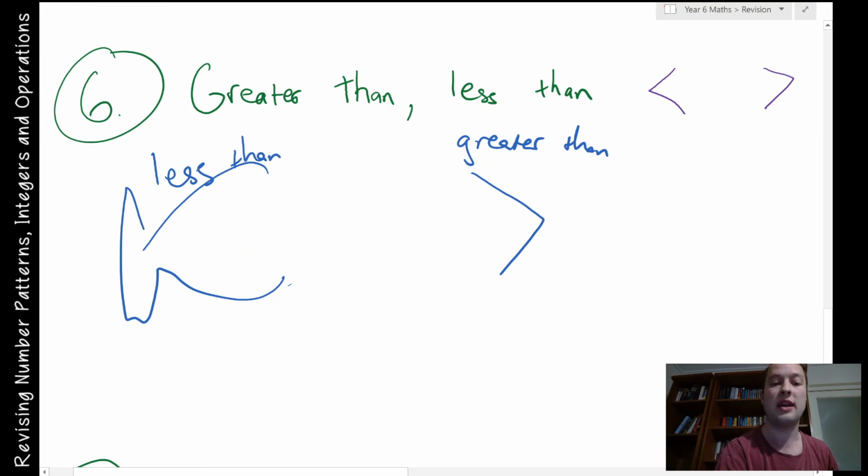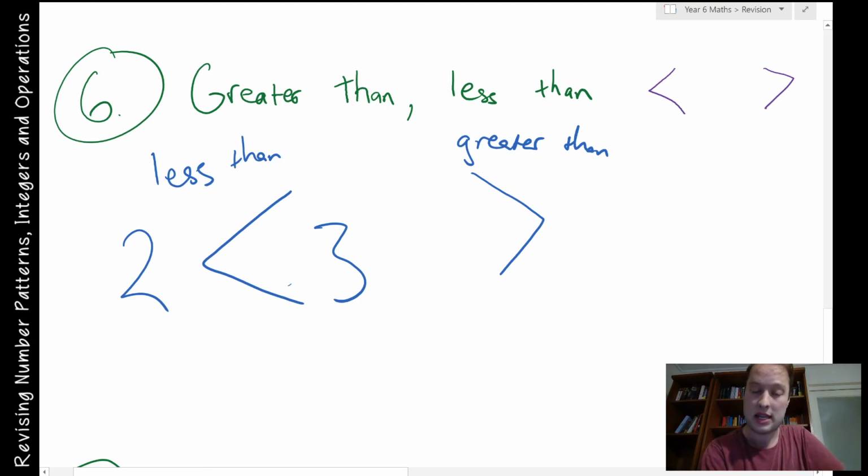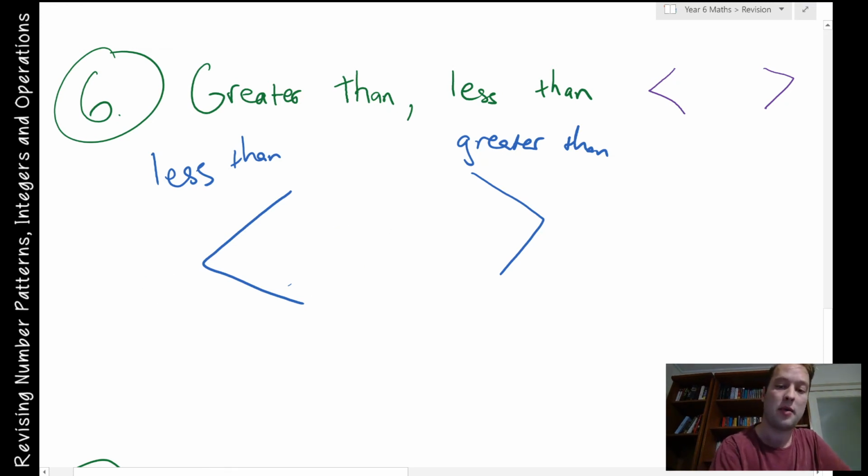It always wants to eat the bigger number. So if I imagine numbers like 2 and 3, it's wanting to eat the bigger one. So I say 2 is less than 3. If I want to use those same numbers, but with this symbol, I'd have to write it the opposite direction. I have to go 3 on this side and 2 on this side, and say 3 is greater than 2. It's always wanting to eat the bigger number. So that's greater than, less than.